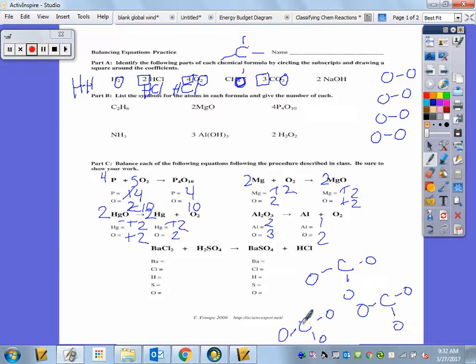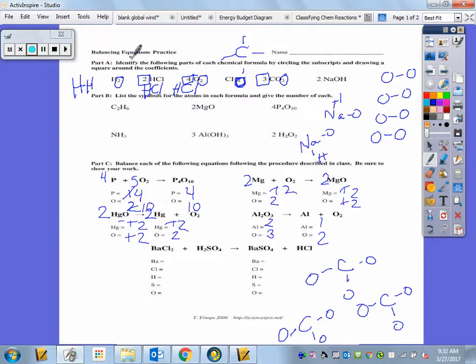So that's the difference between a coefficient and a subscript. A subscript is how many atoms of that element are in the compound. The coefficient is how many of those compounds we are dealing with. 2 NaOH just means we have an Na with an O and an H, and then we have another Na with an O and an H. So we have 1 H, 1 Na, 1 O, but 2 of them all together.